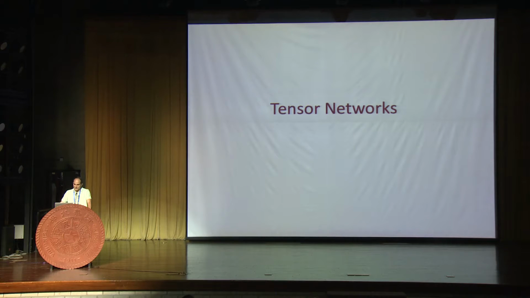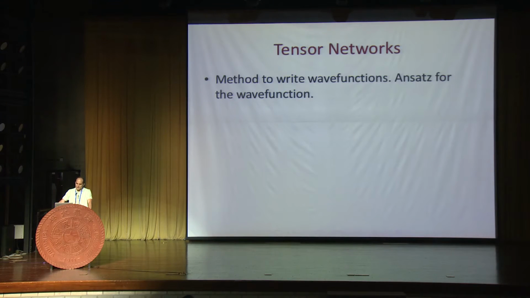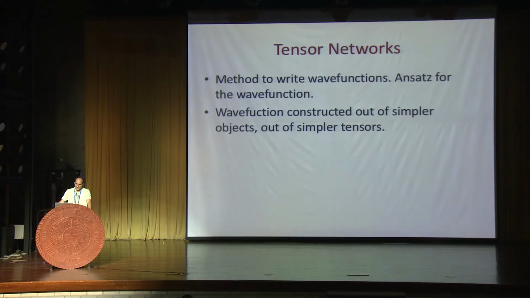Okay, so now I'll go into the discussion of the tensor networks. So the tensor networks originated as a method to write wave functions, as a kind of ansatz for the wave function. So the idea was to construct the wave function out of simpler objects, out of simple tensors. That's where the name tensor network comes from.